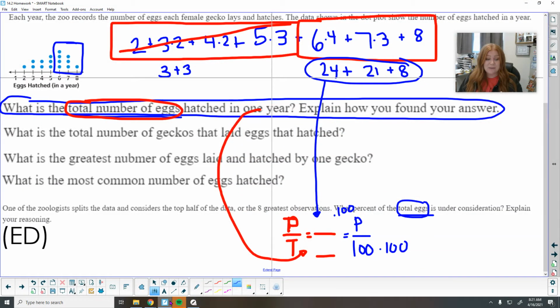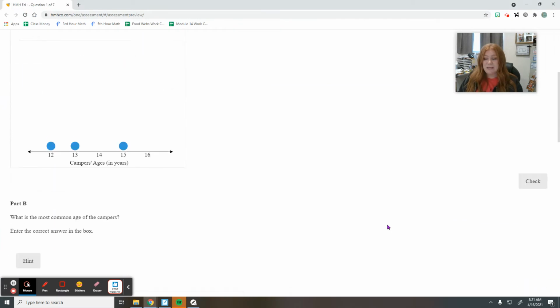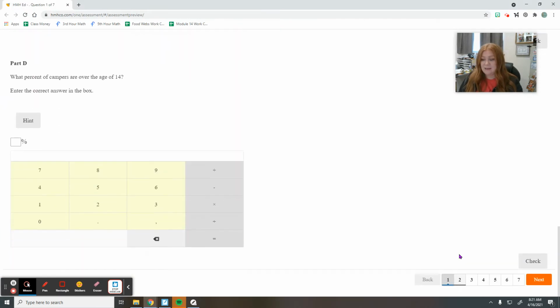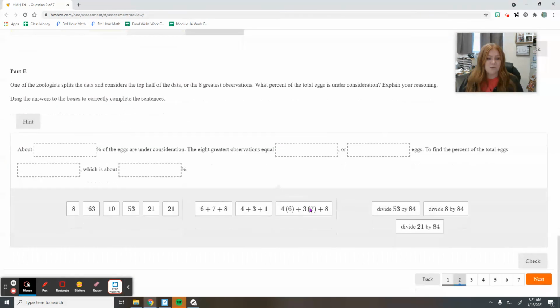And so if you are doing it on paper, I just need to see your answer, and your work is a great explanation. So make sure I can see your work. If you are doing it in Ed, let me get to number 2 here. So it is going to have some of this. So this is where the final answer goes.